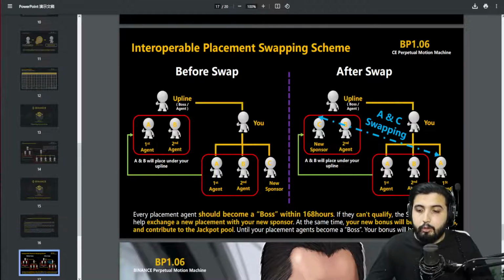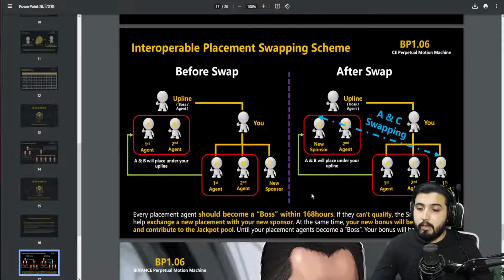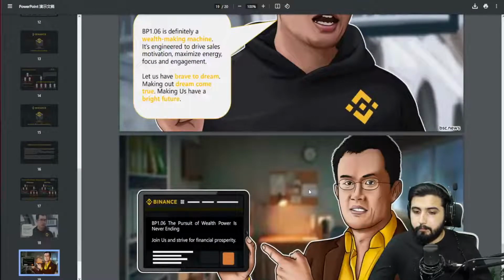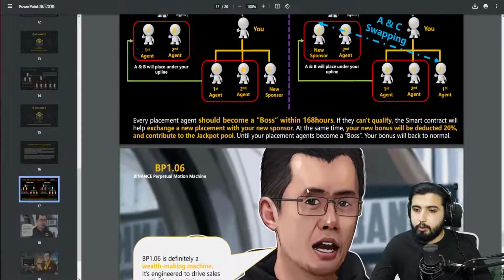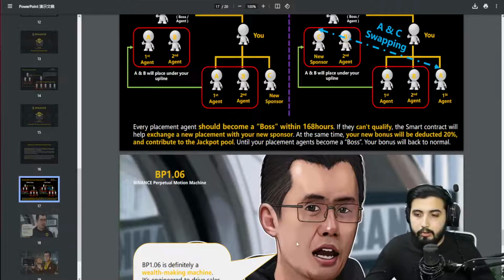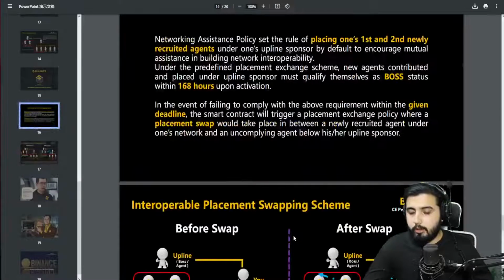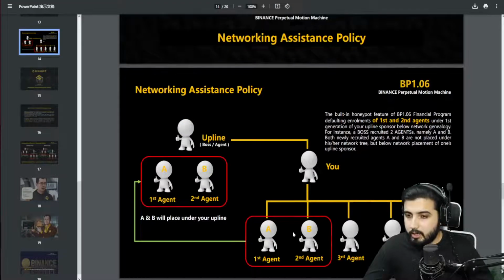At the same time, your new bonus will be deducted 20%, and it will be contributed to the jackpot pool until your placement agent becomes a boss. Then your bonus will go back to normal. So you do still have the option that you become the boss, and this will be reversed, and you get the entire bonus then. But these are the 2 mechanisms and policies to ensure that things keep on running smoothly.